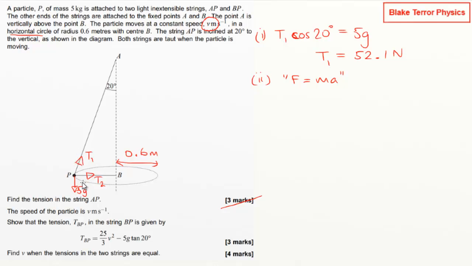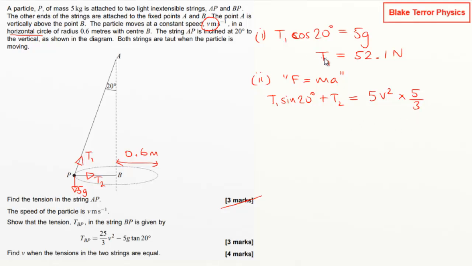Our centripetal force in this case is going to be the component of T1 plus T2 acting towards the center of the circle. So we've got T1 sine 20 degrees plus T2, which is what we're trying to work out. And that is going to be equal to mv squared over r. So 5 v squared divided by 0.6. So that's going to be multiplied by 5 over 3.